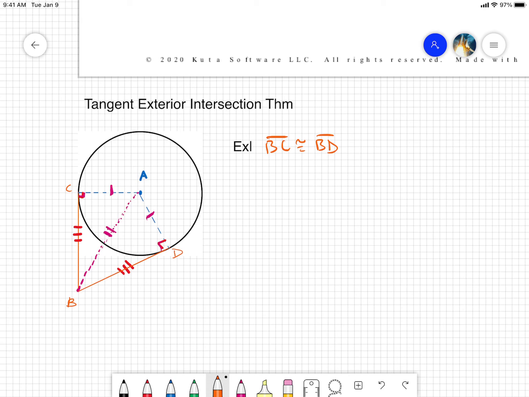And it should also make sense that obviously BC squared should equal BD squared, because applying that same theorem that we just talked about, it's still going to be true. We know they both have to have the same measure.